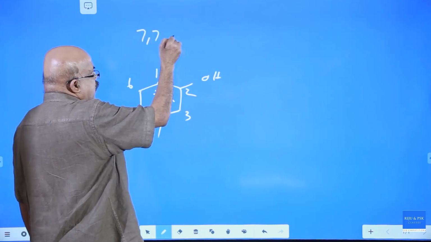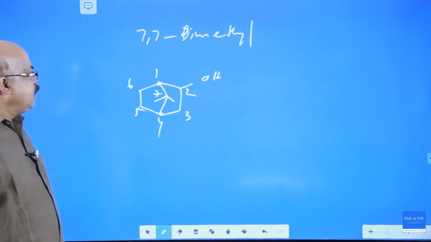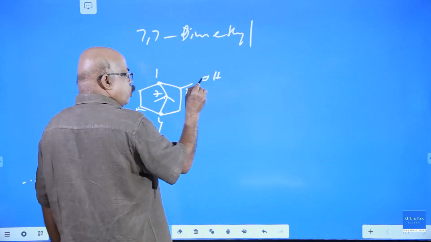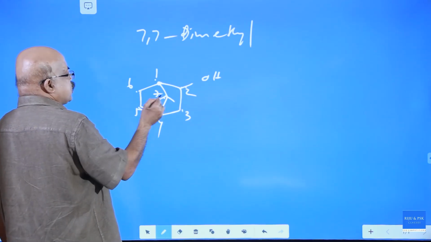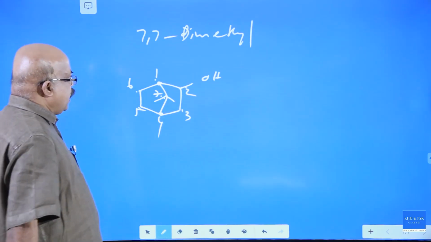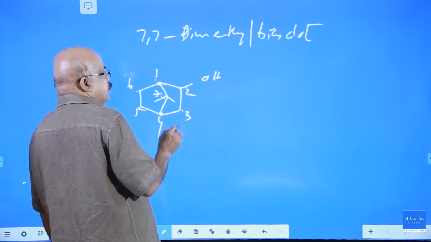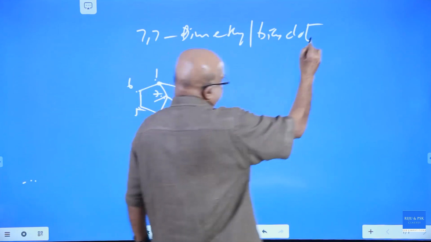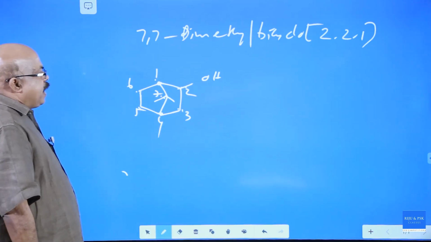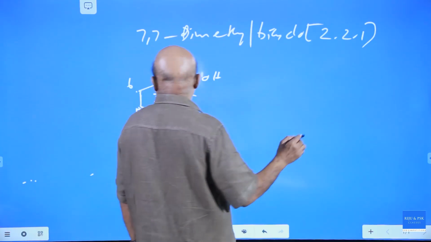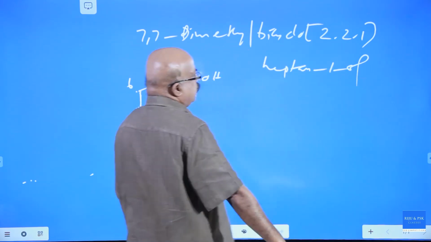It is 7,7 dimethyl. This should get the lowest number: 1, 2, 3, 4, 5, 6, 7, 7,7 dimethyl bicyclo. Number of carbon atoms in the bridges: 2, 2, 1. So 7,7 dimethyl bicyclo 2,2,1 heptane, heptane 1-ol, sorry, heptane 2-ol.